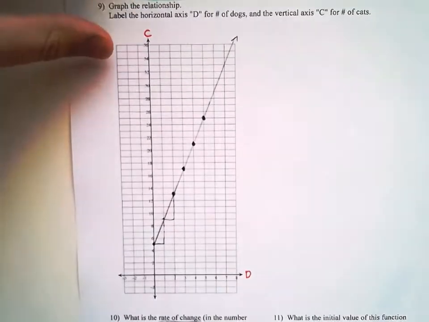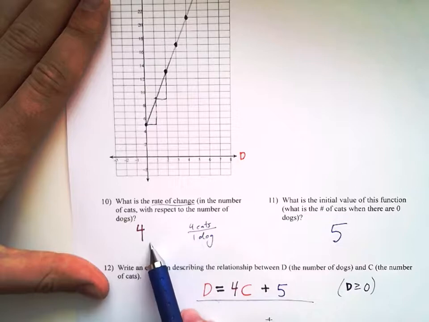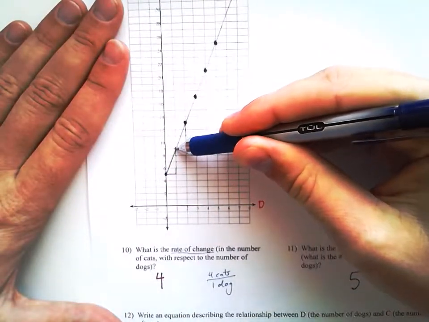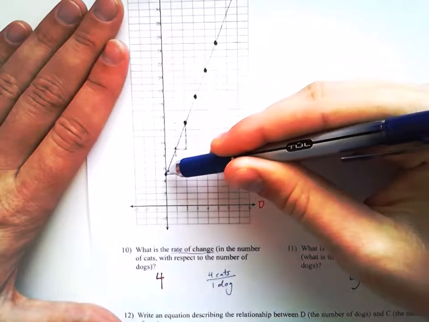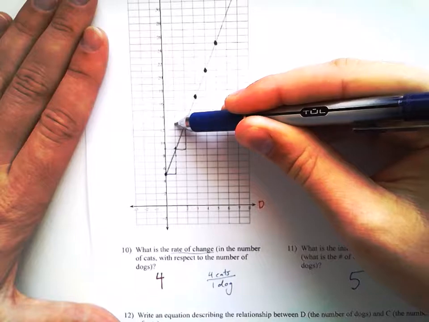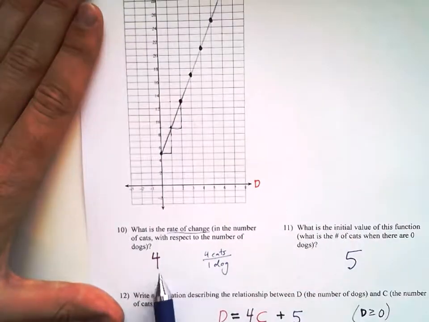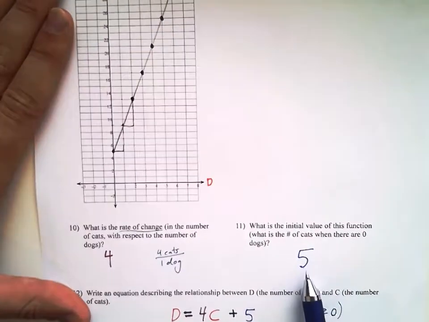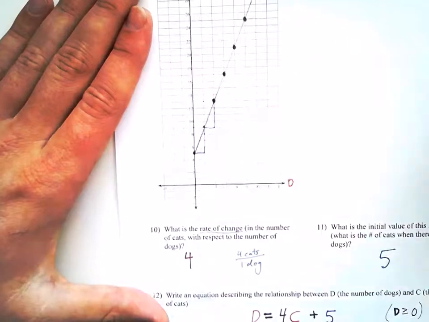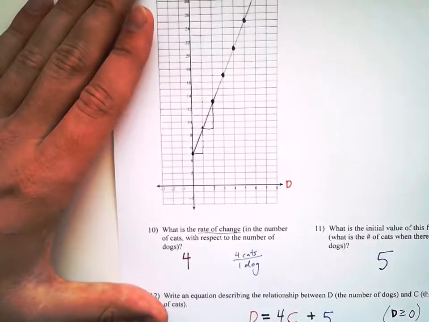And along with that, the rate of change was 4 because it's going up 4 cats for every 1 dog, up 4 cats for 1 dog. So that is the rate of change. The initial value is 5 because that's where it starts. If there are no dogs, there's 5 cats.